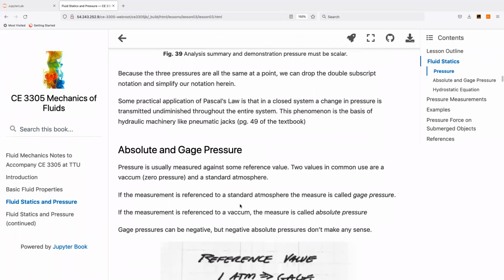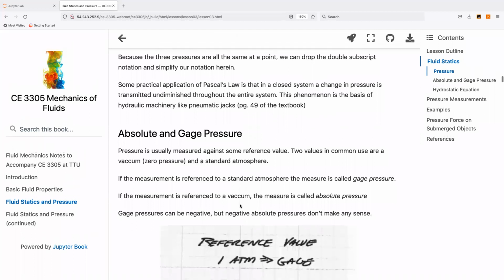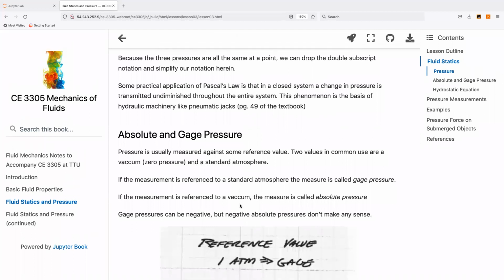There is a practical application of that law in that in a closed system, the change in pressure is transmitted undiminished throughout the entire system. And that's a phenomenon that makes hydraulic machinery work.